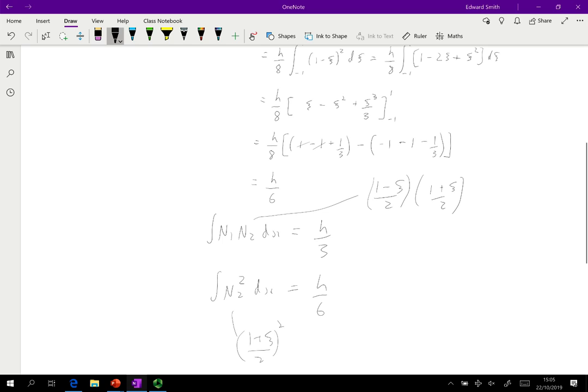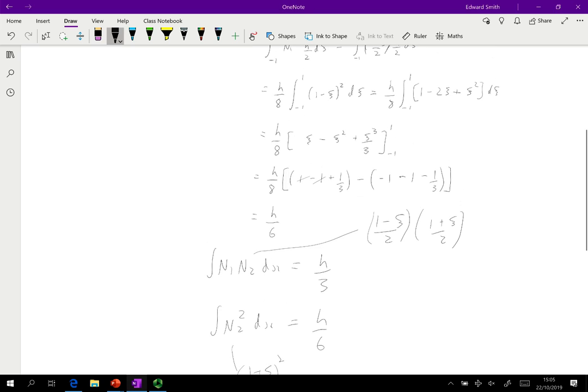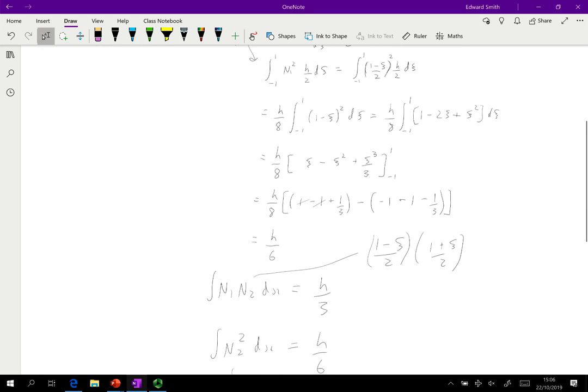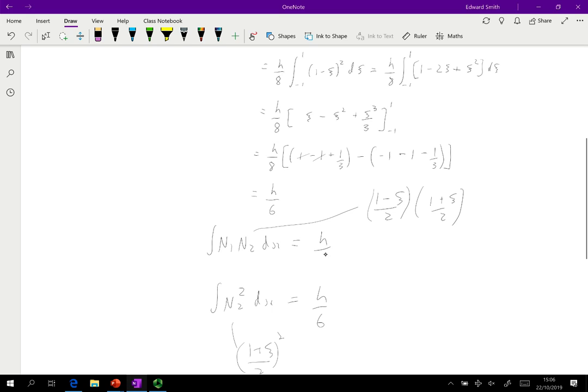Yes, sure, please. Here on the lecture, it's mixed up, like the n1 squared is h divided by 3, and then n1 times n2 is h. Right, have I made a mistake? It's very possible. I always get these two around. Sorry, so in the notes I've got h over 3. You're right, so this should be h over 6 here, and this should be h over 3. Yeah, I think you're probably right.